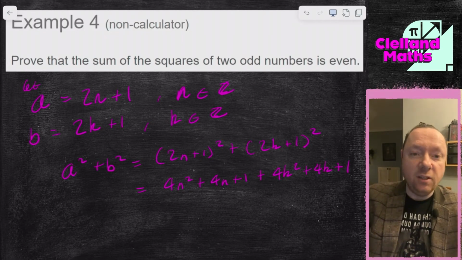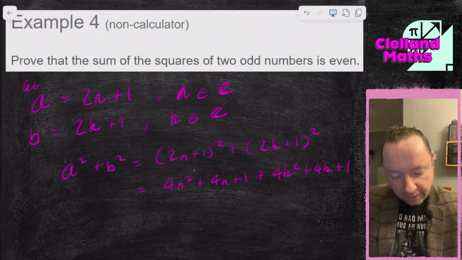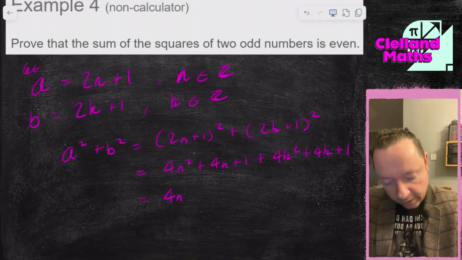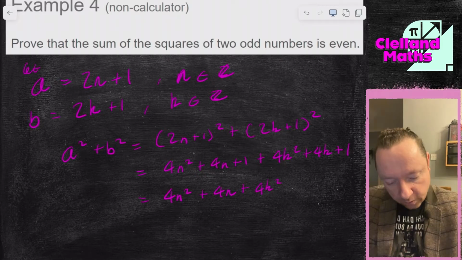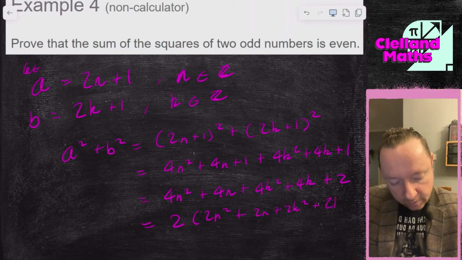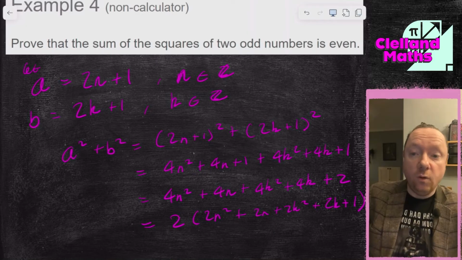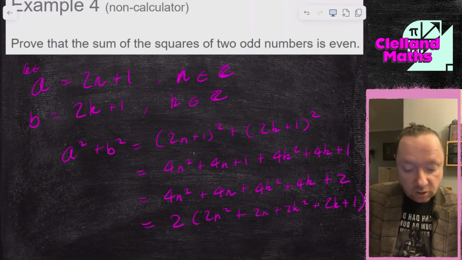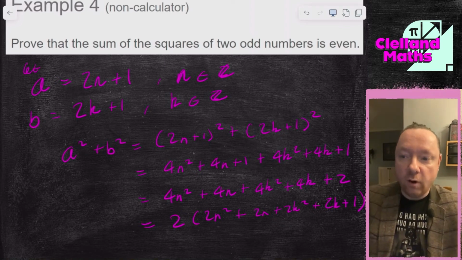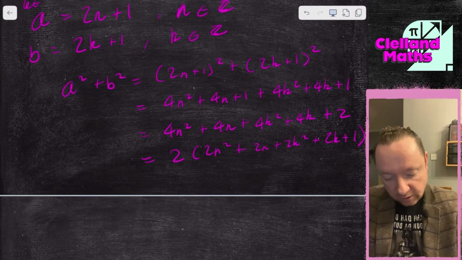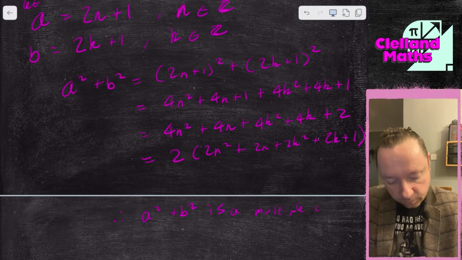And remember, we're trying to make sure that this looks even, so we want to make sure that that gives us a multiple of 2. As long as it's 2 times something, it doesn't matter what it is, it's an even number. So let's just try and tidy this up. We've got 4n squared plus 4n plus 4k squared plus 4k, and then 1 plus 1 is 2. So now 2 is a common factor of everything. So we've got 2 times (2n squared plus 2n plus 2k squared plus 2k plus 1). Now that stuff in the middle we know are just numbers because k and n are just integers. So that's 2 times some number, and therefore a squared plus b squared is a multiple of 2, so it's even. So we can just say that. Therefore, a squared plus b squared is a multiple of 2. Therefore, it is even. And we're done there.